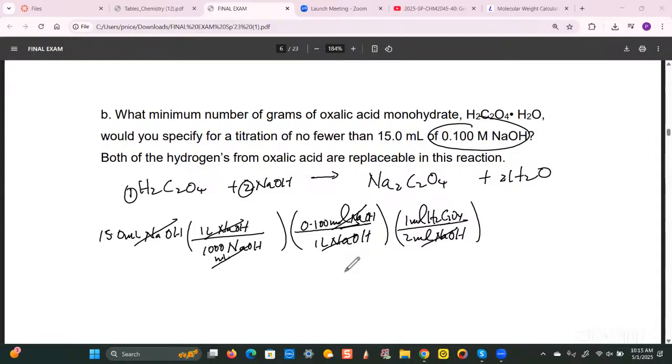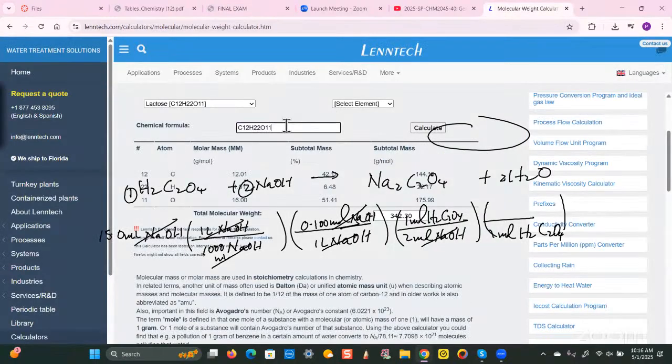And then the next step would be to convert from moles of oxalic acid to grams. So again, you're gonna need your molar mass. And again, I'm going to go to my molar mass calculator here. So for oxalic acid, H2C2O4. You're also adding the water. Oh yes, you need to add the water, thank you. H2O.